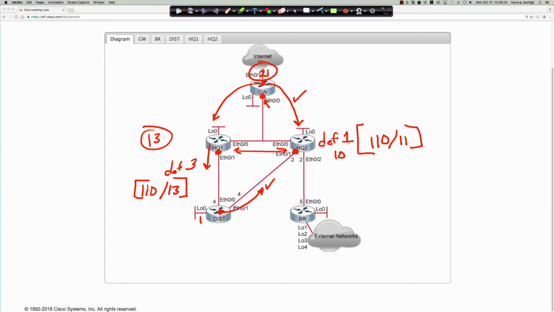Well, we already know that's going out HQ2. We want it to come back in HQ2 as well. So let's add to the cost of the Ethernet 01 interface on HQ1. Because again, remember, they're going to be calculating these costs based on the outbound interfaces toward our destination.